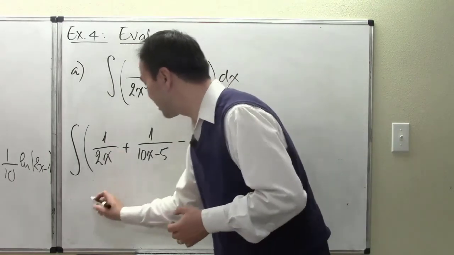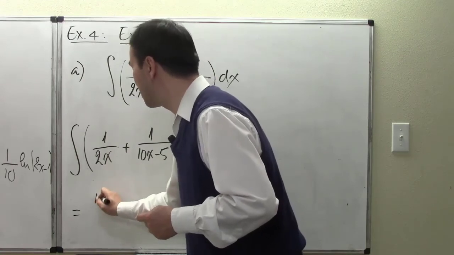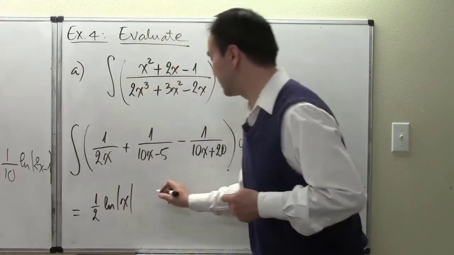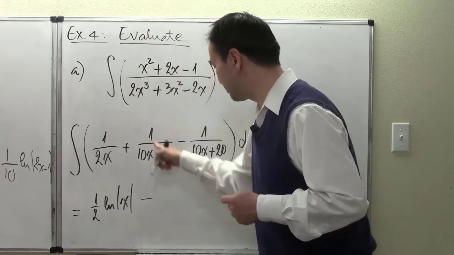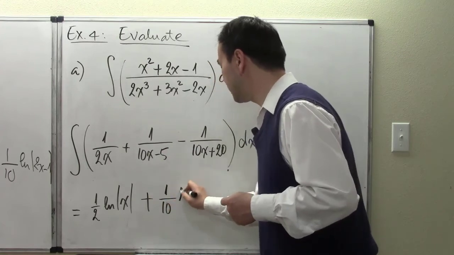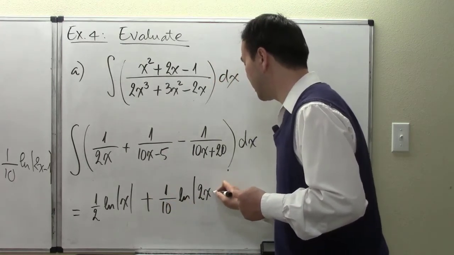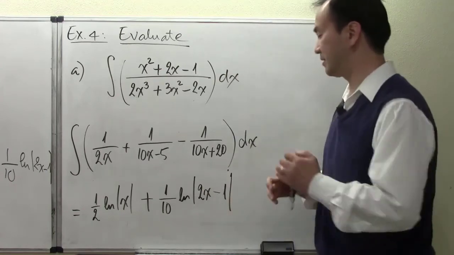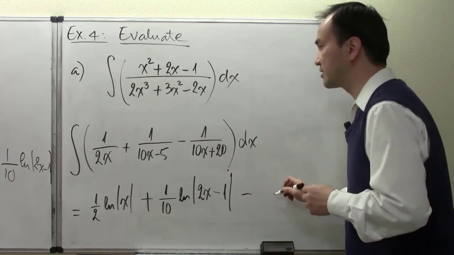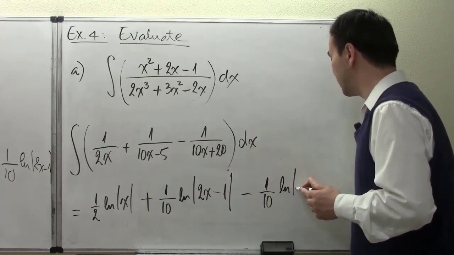So all of that integral together, we are now looking at the first term here gives me 1/2 natural log of x in absolute value. The next term, the middle term here really was a plus, right? So now it becomes a 1/10 times natural log of 2x minus 1. And the last term was a subtraction, so minus 1/10 times natural log of x plus 2.